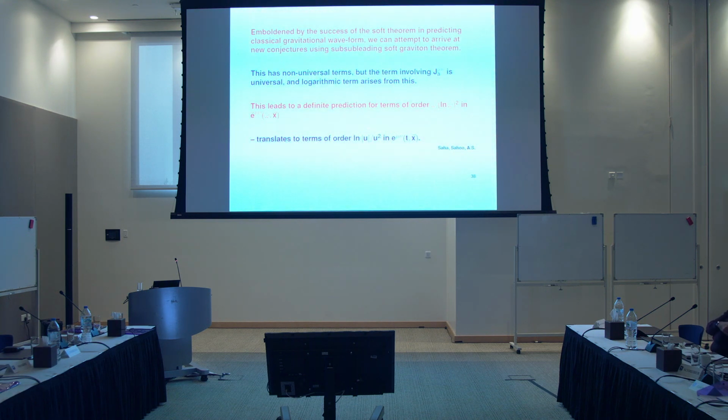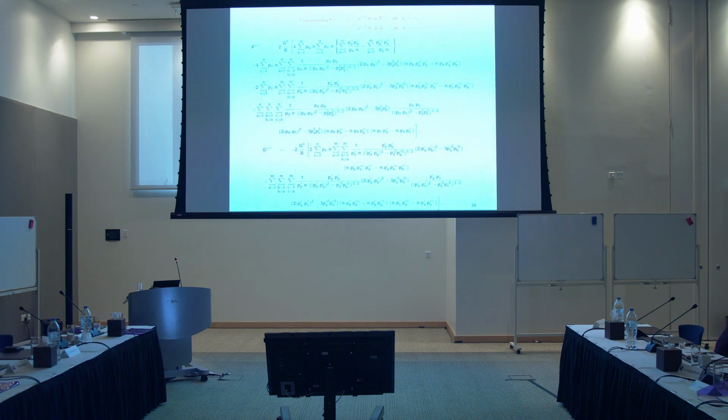And if you go back to the u space, the retarded time coordinate, then this translates to terms of order log mod u over u square. Remember that earlier the leading term was A mu nu, the constant piece, that is the memory. Then there is 1 over u, that is the first tail, and this is the next order tail, log mod u over u square. And here is the expression. So, this is the correction.